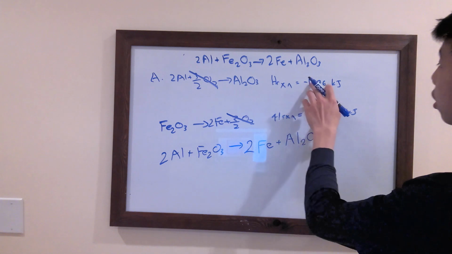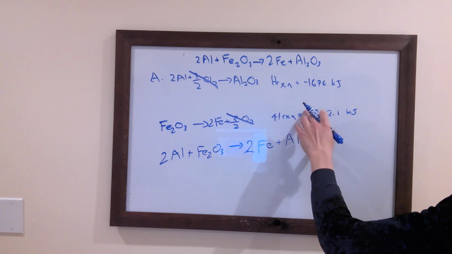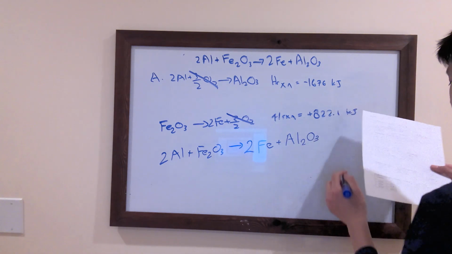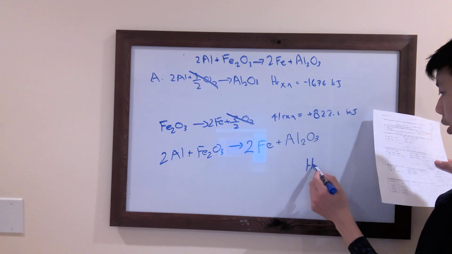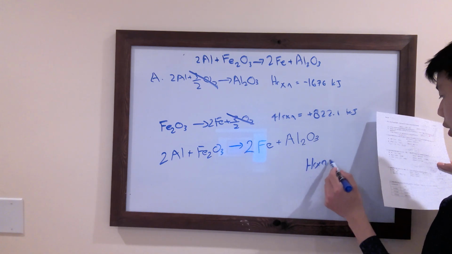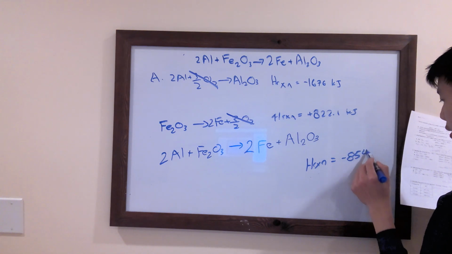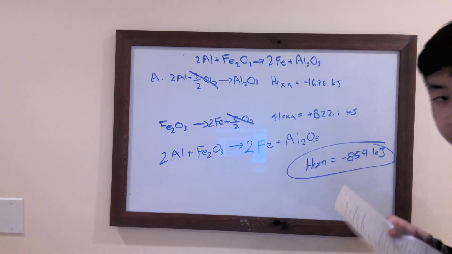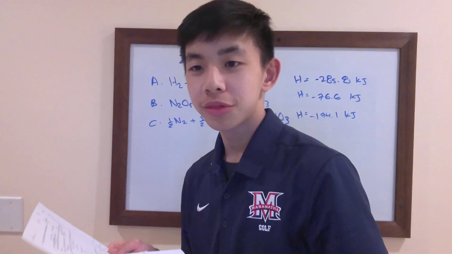So we just add negative 1,676 with 822, and then from that we get the heated reaction is going to be negative 854 kilojoules. Boom. There we go. Alright, on to number 3.